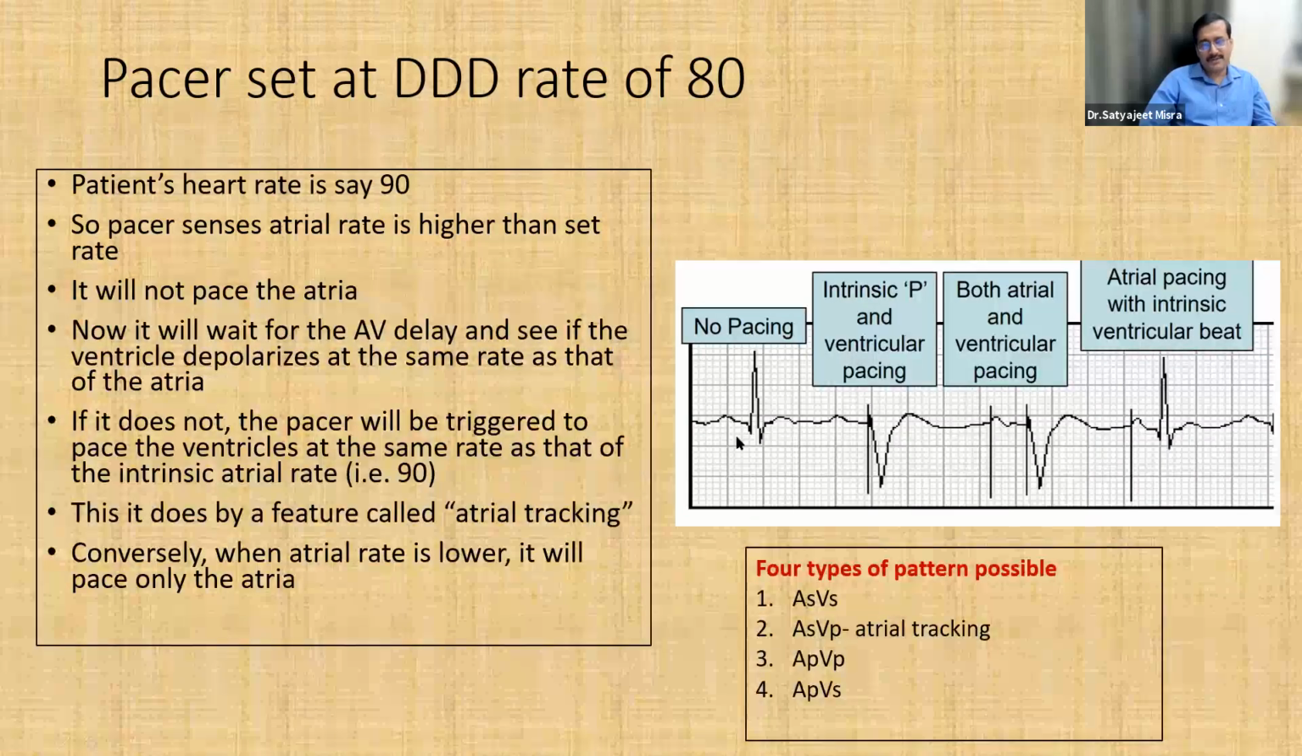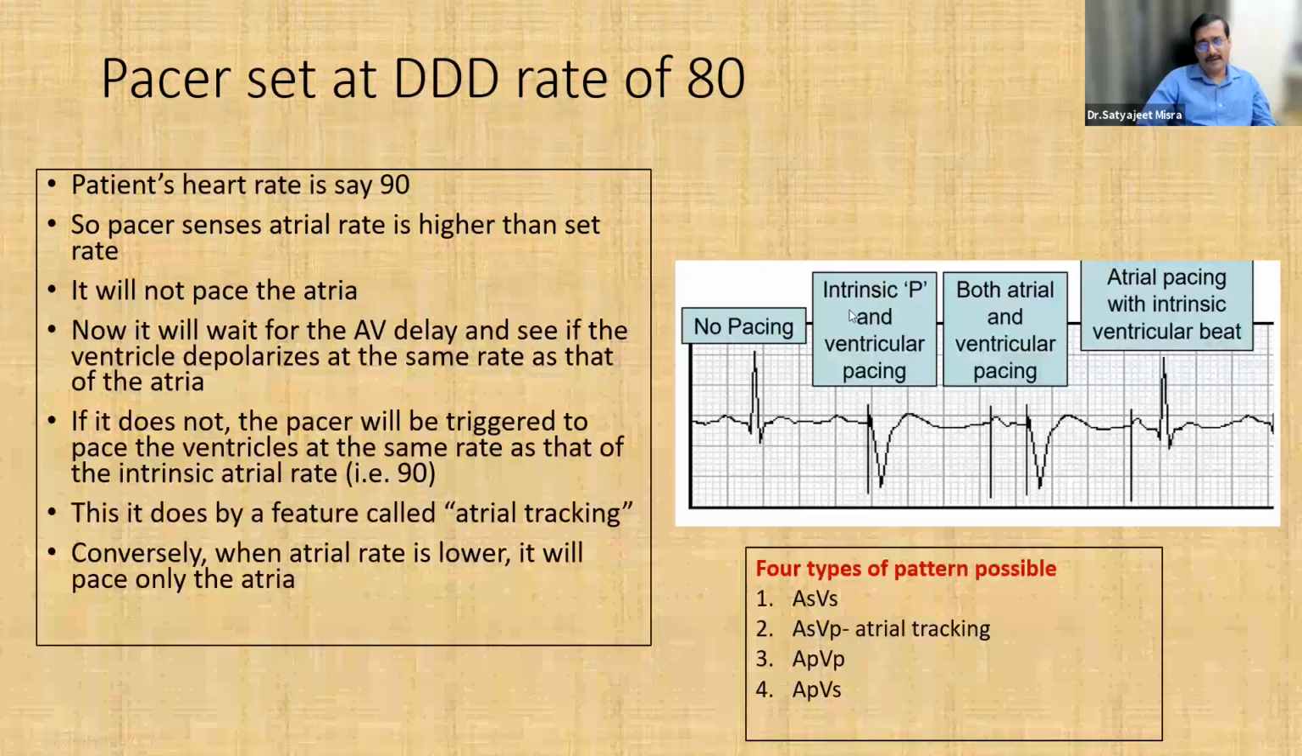The first is the situation where you have no pacing. So it's just sensing the atria, it's sensing a P wave, it doesn't pace the atria. It waits for the time delay, that is the AV interval. Then it waits for the ventricular depolarization to happen. If that happens, then it senses the ventricular depolarization. So there is no activity here, so there is no pacing. So it's just A sense and V sense.